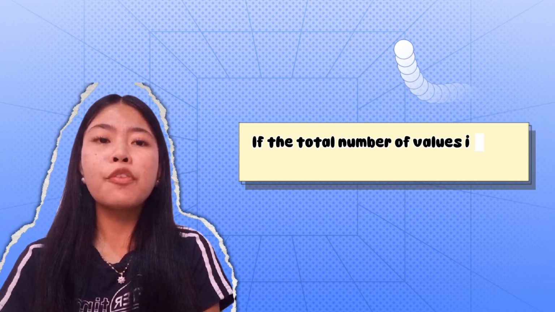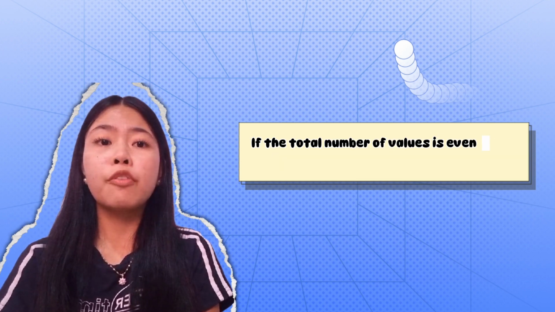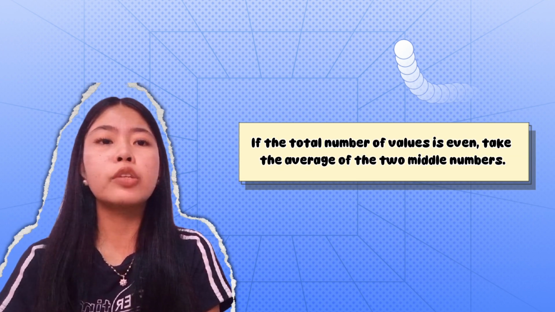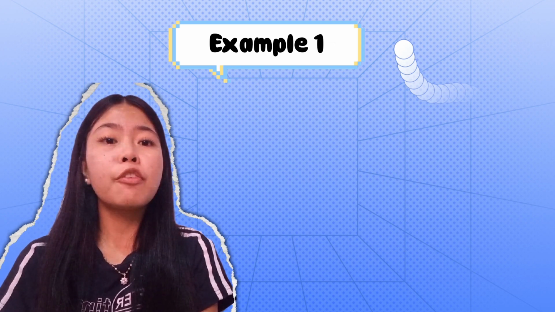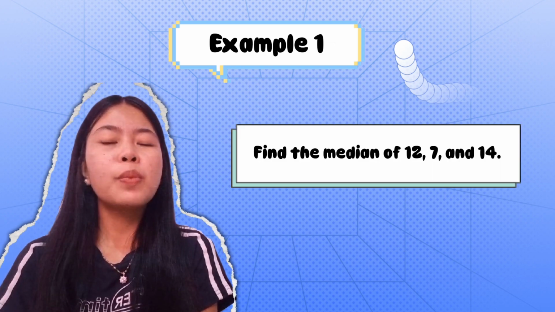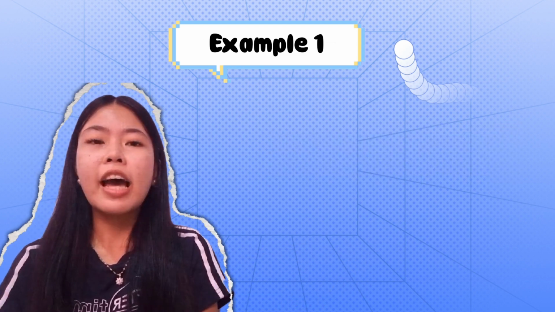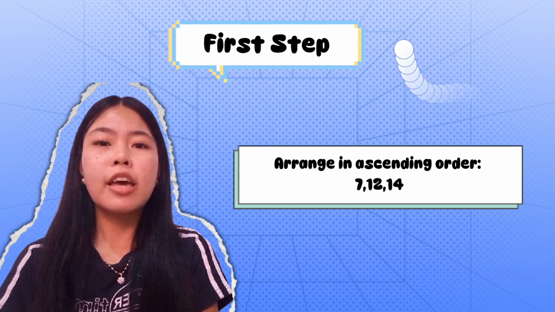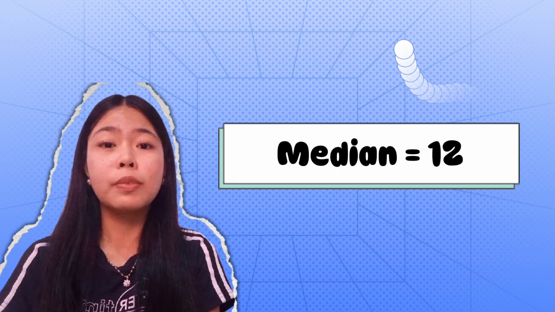If the total number of values is odd, the middle value is the median. If the total number of values is even, take the average of the two middle numbers. Example number 1. If the number of values is odd, find the median of 12, 7, and 14. First, arrange in ascending order: 7, 12, 14. Then, the middle value is 12, which means our median is 12.